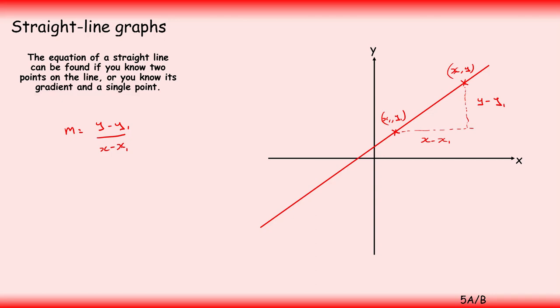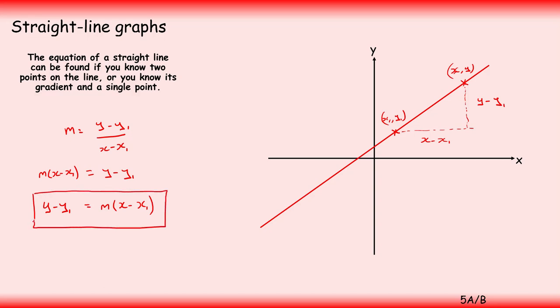If we simplify by, instead of dividing by x minus x1, we multiply by x minus x1, we get m times x minus x1 equals y minus y1, and this is the equation of a straight line. It's normally written by switching, so we have y minus y1 equals m, the gradient, times x minus x1, and that's your equation of a straight line. So what I want you to do now is hit pause, make some notes, and when you're ready we'll use this in an example.